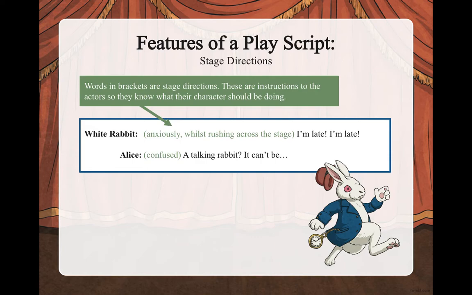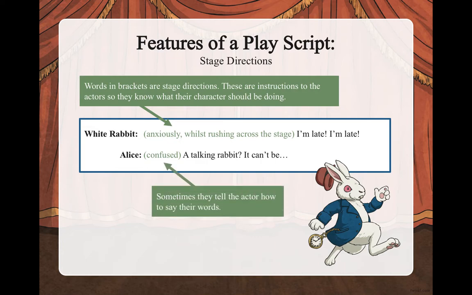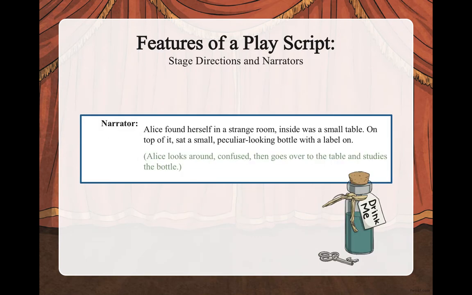And Alice has some stage directions. She has to appear, look to be confused, and talk in a confused way. "A talking rabbit? It can't be." So the actor needs to know how they need to behave and how that helps them to put in a good acting performance. So sometimes they tell the actor how to say their words. So the actors don't say the stage directions.